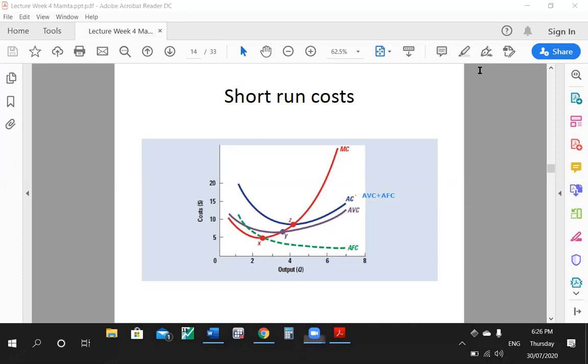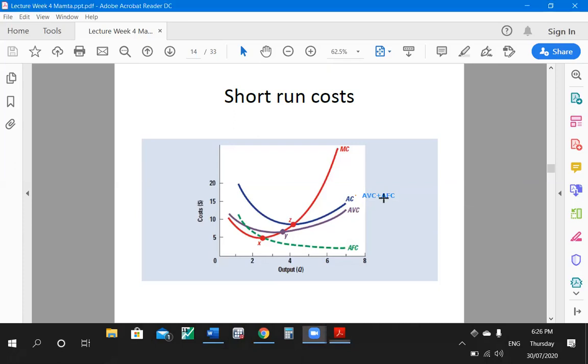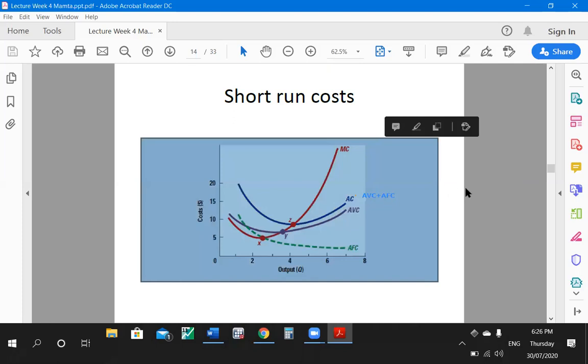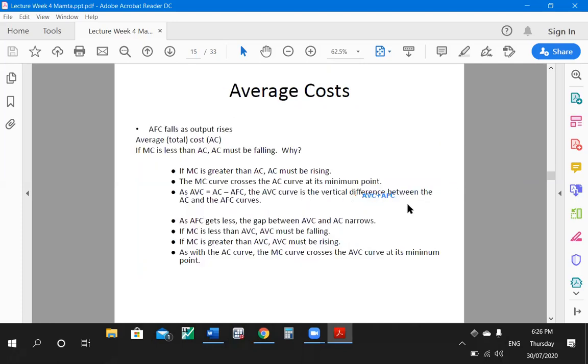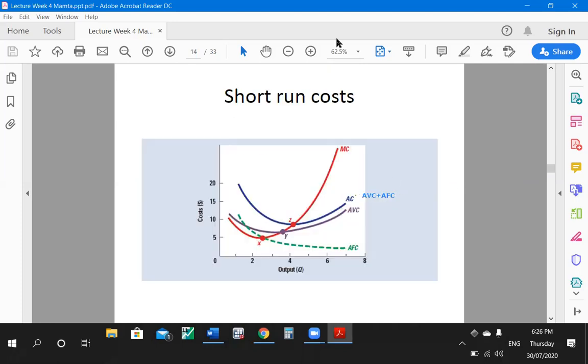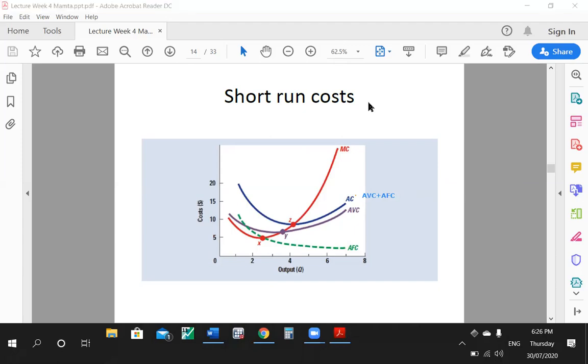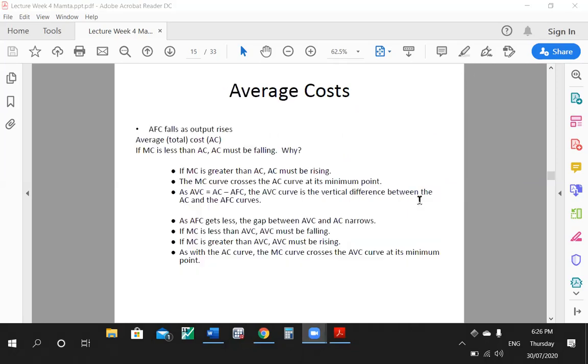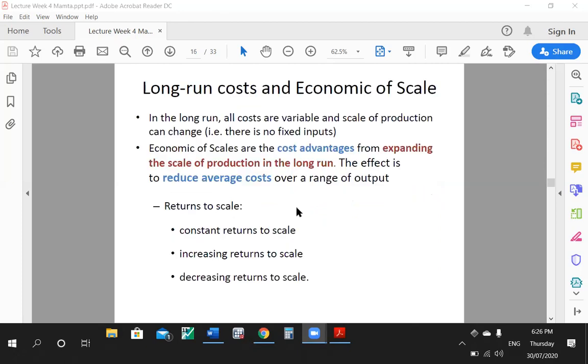All right, now let's get out of here. This thing will remain here. Oh no, I don't want that. And clear all my drawings. You know these things. So average variable cost, average cost, average total cost minus average fixed cost.